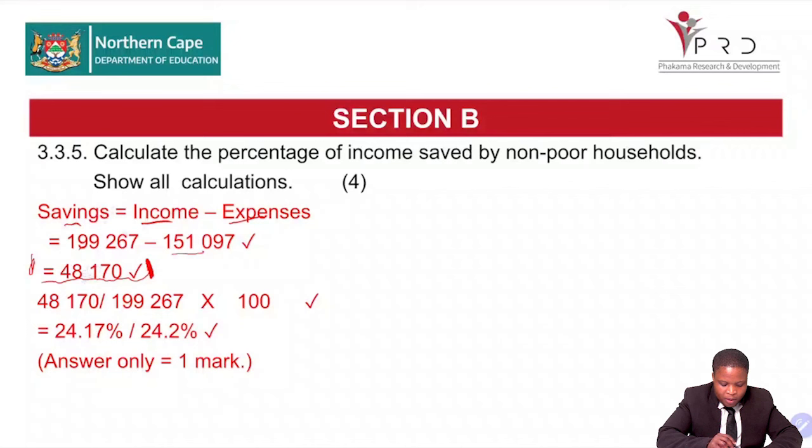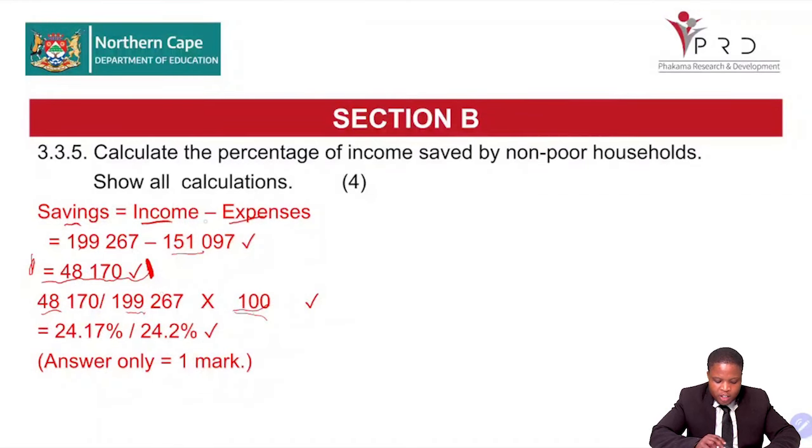amount from their income. So you take the savings divided by income. Savings divided by income times 100. Remember, we are looking for a percentage. Times 100 divided by 1. Then your percentage will be 24.17%, or you can round it off to 24.2. So what you do, you take income minus expenses, you get your savings.